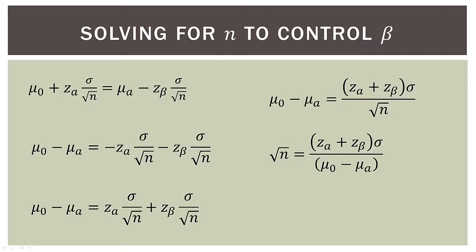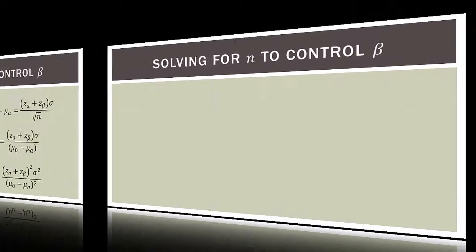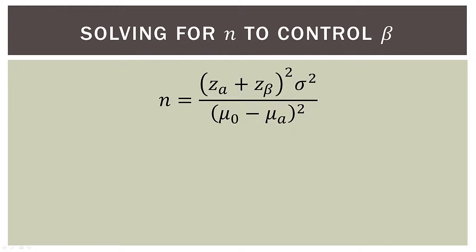Now, of course, we want the radical sign to go away, so we'll square everything. So now we have z sub A plus z sub beta all squared, sigma squared, and then our term at the bottom, mu sub 0 minus mu sub A, all squared. And again, this is just basic algebraic manipulation to solve for n. If you need to pause the video here to take a look at this, feel free. But all we did was solve for n. So this was our final result, our final equation.